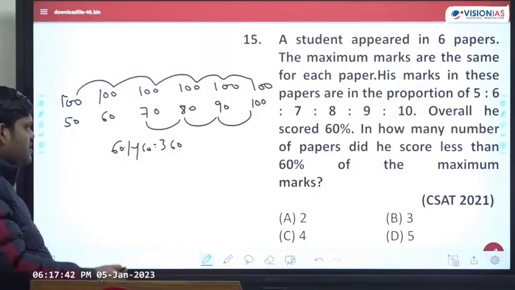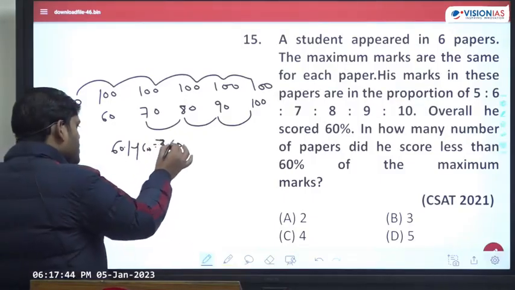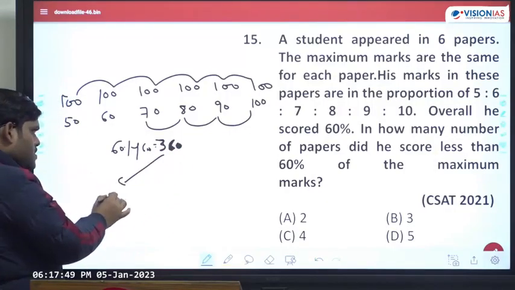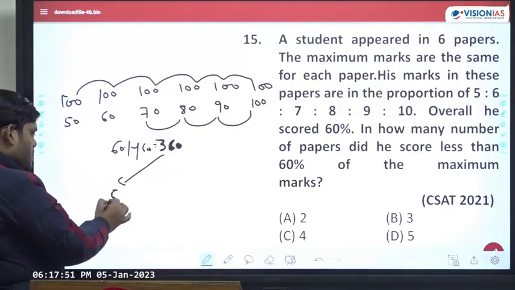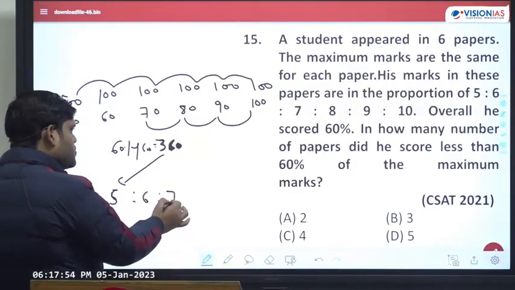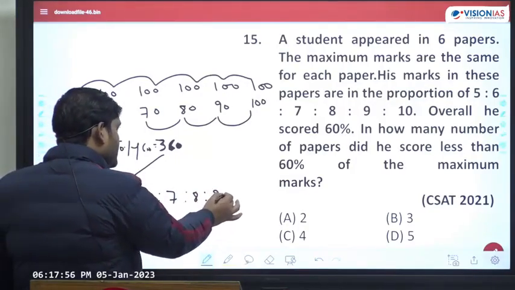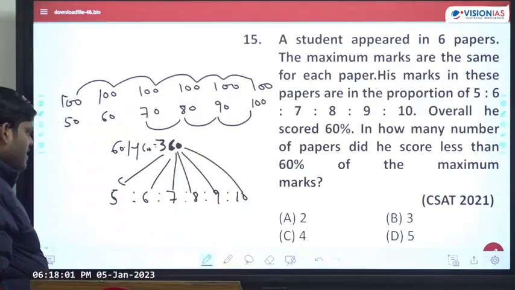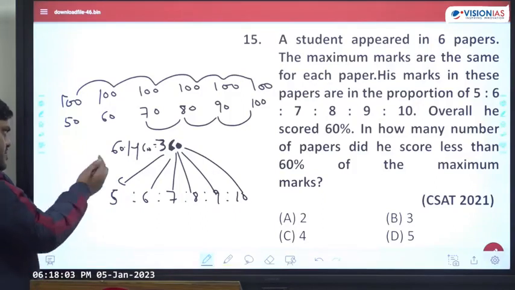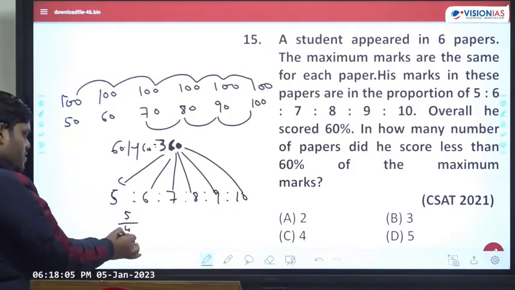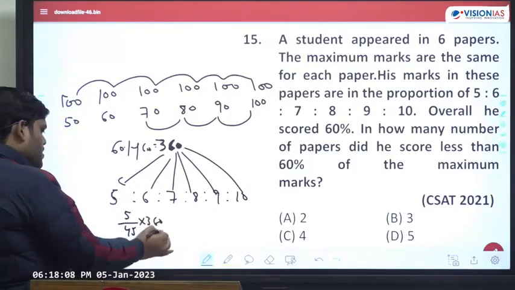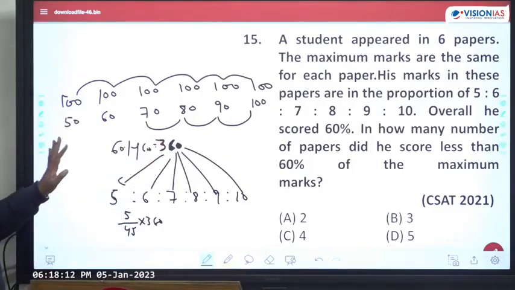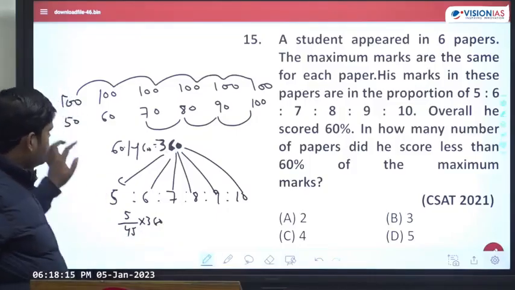So if overall is 360, with the ratio 5:6:7:8:9:10, we can divide this. So 5/45 into 360. Yes, we can do it. We cannot assume like this. See, let me solve it again.